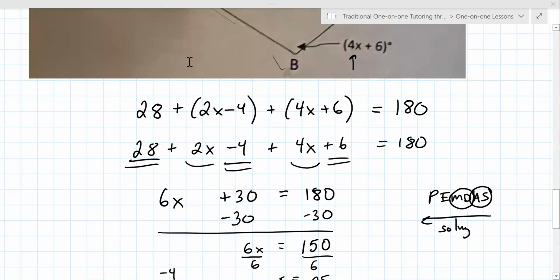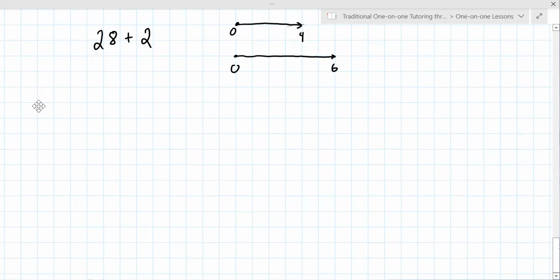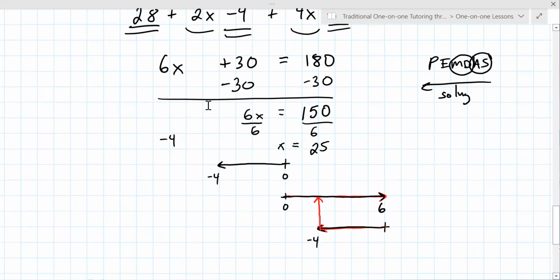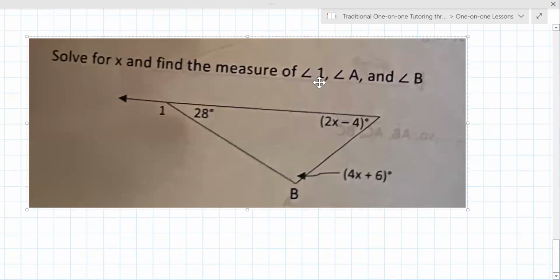All right, so we're going to go back to this problem here. I'm going to grab the picture one more time. So we just found that the value of X is 25. So see how it wants you to solve for X? That's the first thing to do. We've done that. X is 25. Okay, now we need to find the measure of angle A.